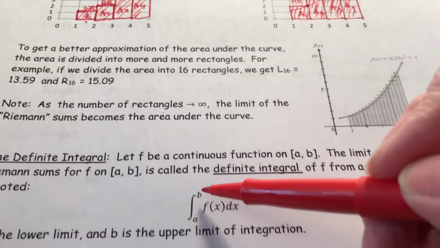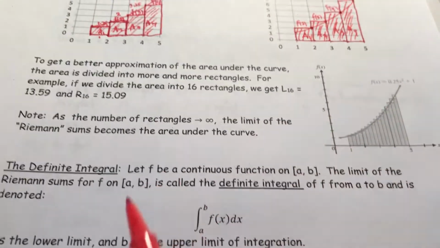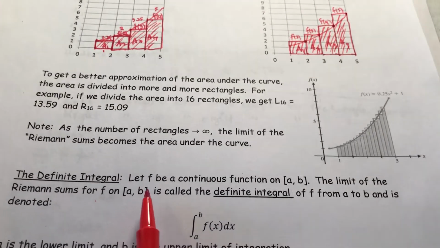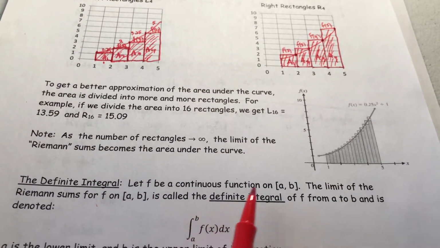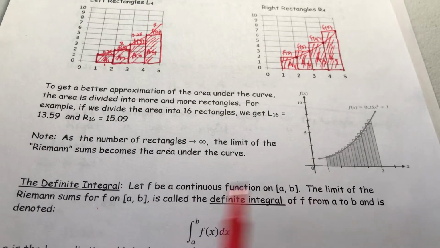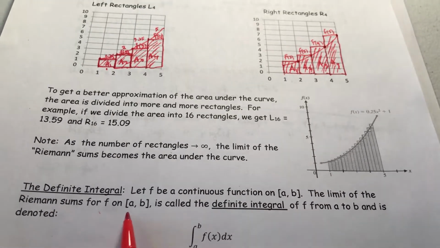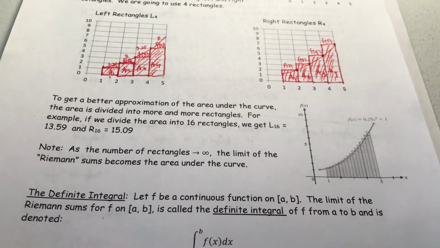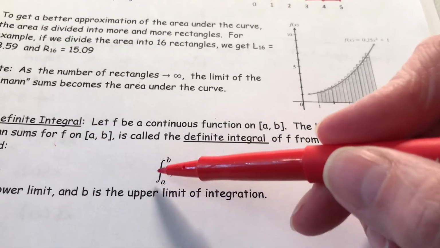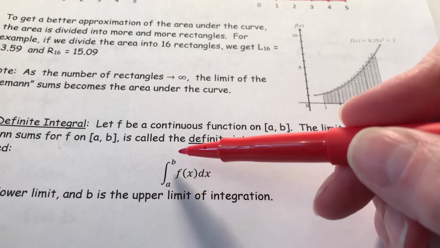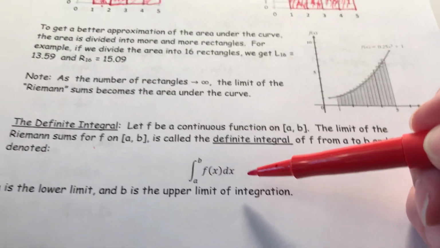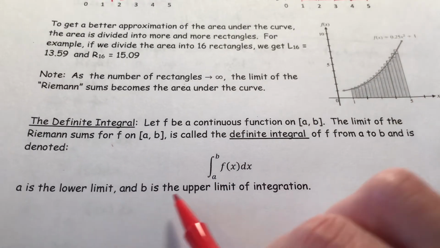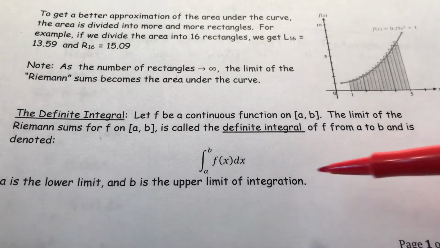And all of this summation ended up being an S here. And here's the definite integral. Let f be a continuous function on closed [a, b]. The limit of the Riemann sums for f on closed [a, b] is called the definite integral of f from a to b and is denoted, it's written, the integral from, and you read the bottom one, a to b of f of x dx. a is the lower limit and b is the upper limit of integration.